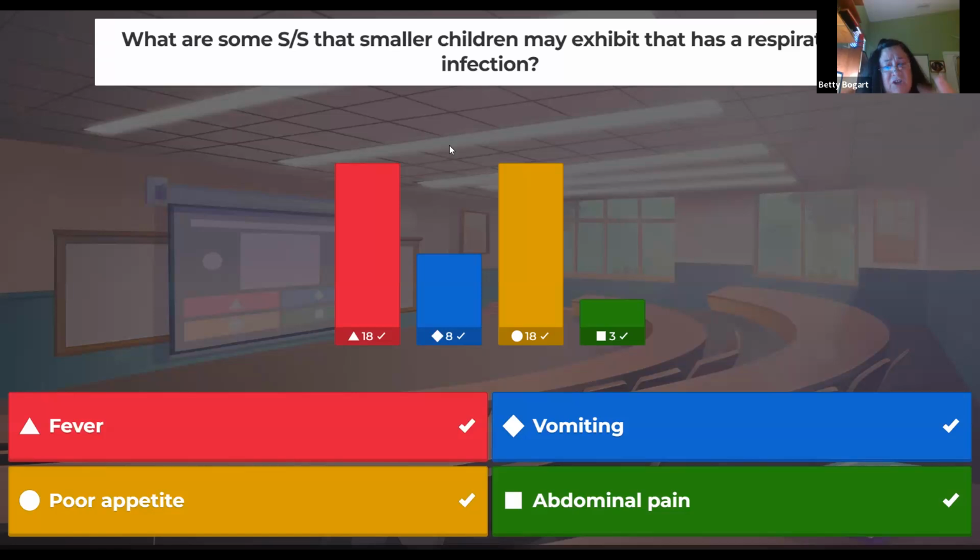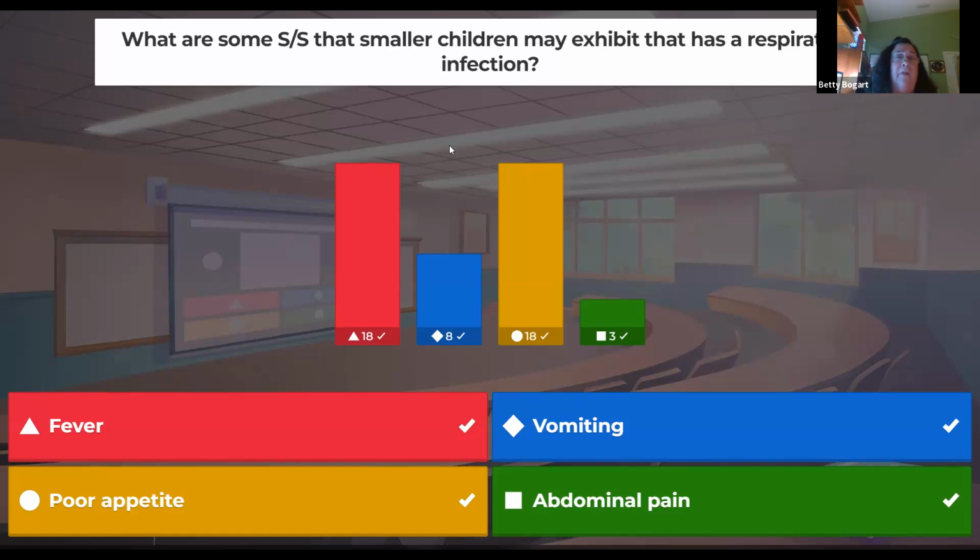Remember, respiratory infection is mucus, right? So they're swallowing mucus, and that can cause the abdominal pain and vomiting. So you see that, what are we going to do? Get that fever down, and then we can get fluids in there.